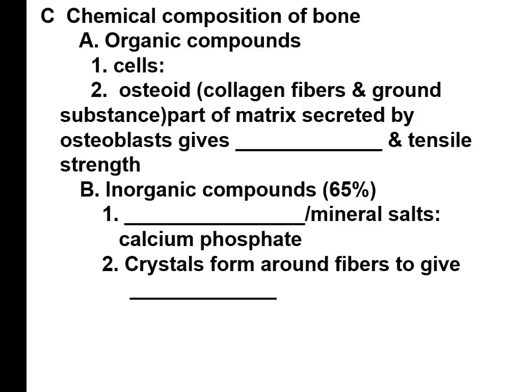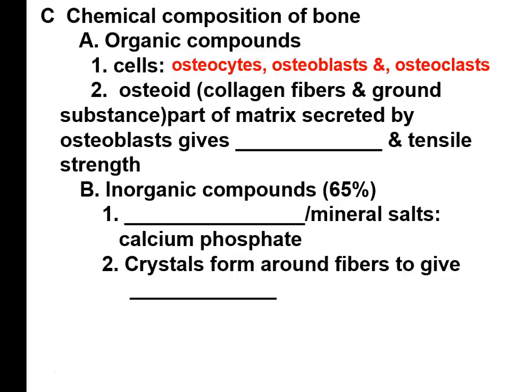Now let's look at the chemical composition of bone. The bone is going to be made of organic compounds and inorganic compounds. Remember, organic compounds have more to do with the living. They always have carbon in them. Organic compounds include the cells. We have three kinds of cells basically in bone tissue. That would be the osteocyte, which is the bone cell, the osteoblast, blast means maker, so this is going to make the bone matrix, and osteoclasts, which are going to break down the bone matrix.